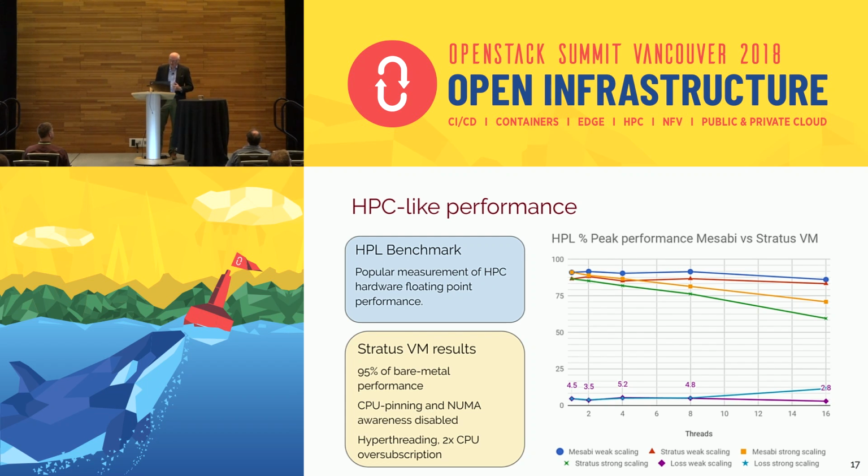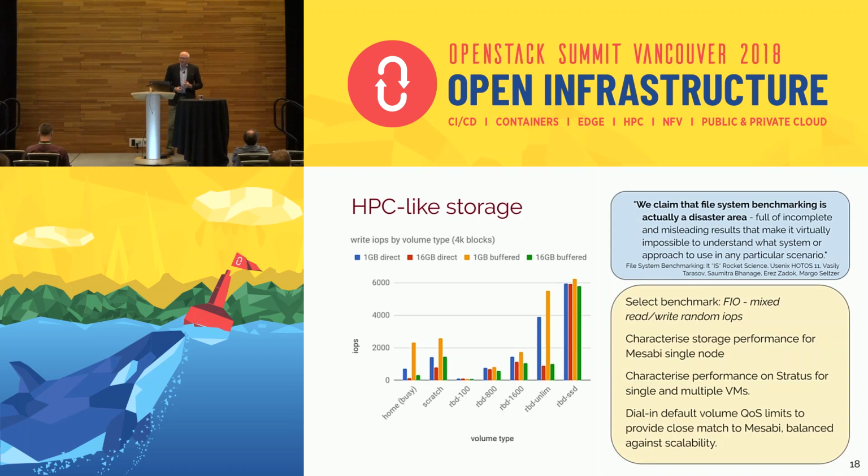Anyway, we could see that we got less than 5% performance impact from virtualization. And this was with some tuning options disabled, CPU pinning and NUMA. We wanted to keep the option for live migration available, and those would have interfered with that. We have hyperthreading enabled, and we also had 2 times CPU oversubscription enabled, though that's not reflected in the benchmark results.